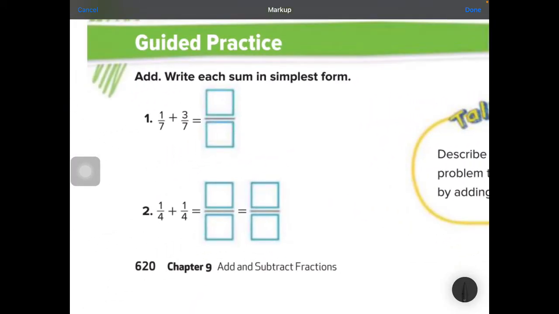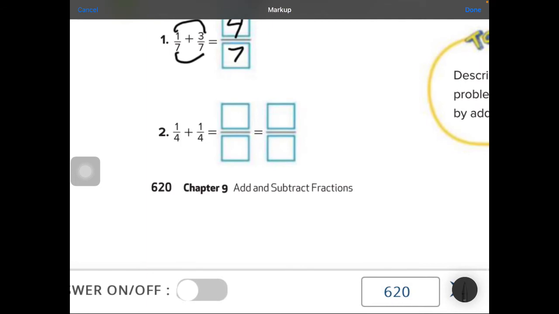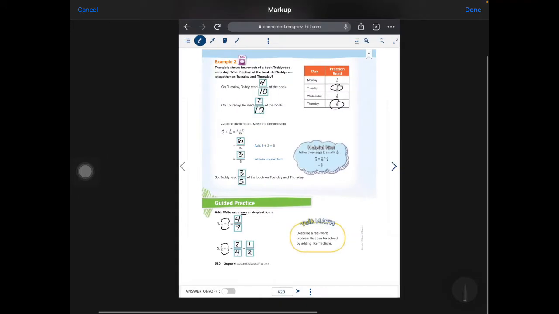Okay, I think you get the idea. Add, write the sum, which means the answer, in simplest form. So, the denominator is 7, just bring the 7 over. Now we can add 1 and 3 equals 4. Bring the denominator over. We have 4. Add the numerators. We have 2, and that will simplify down into 1/2.